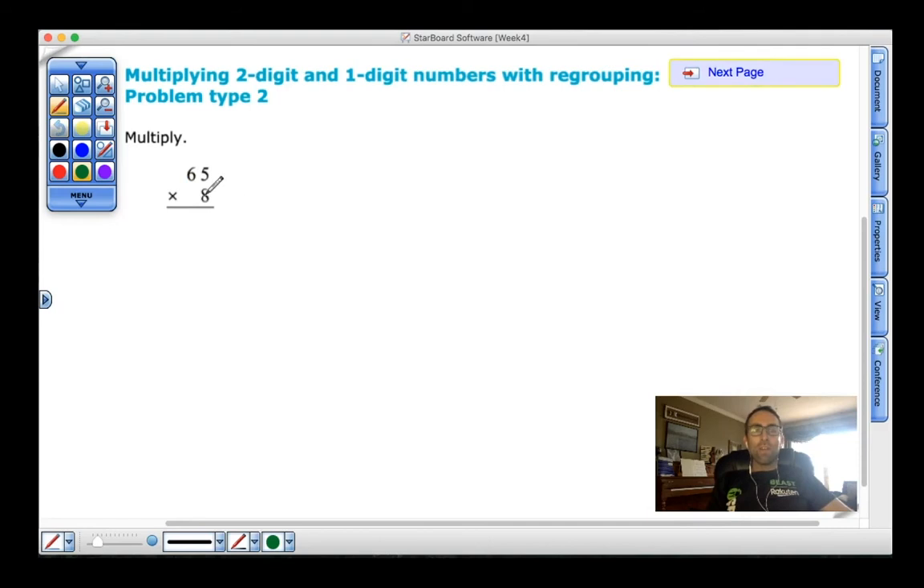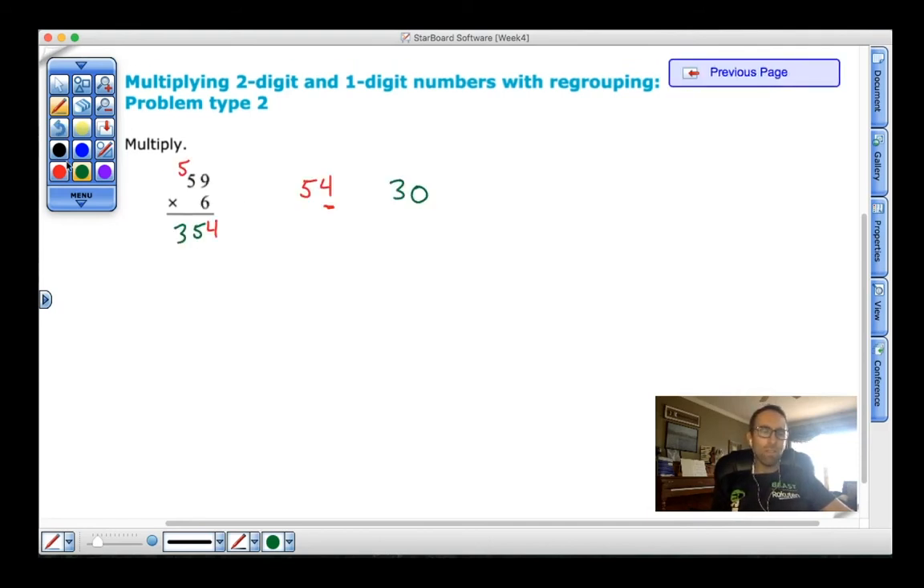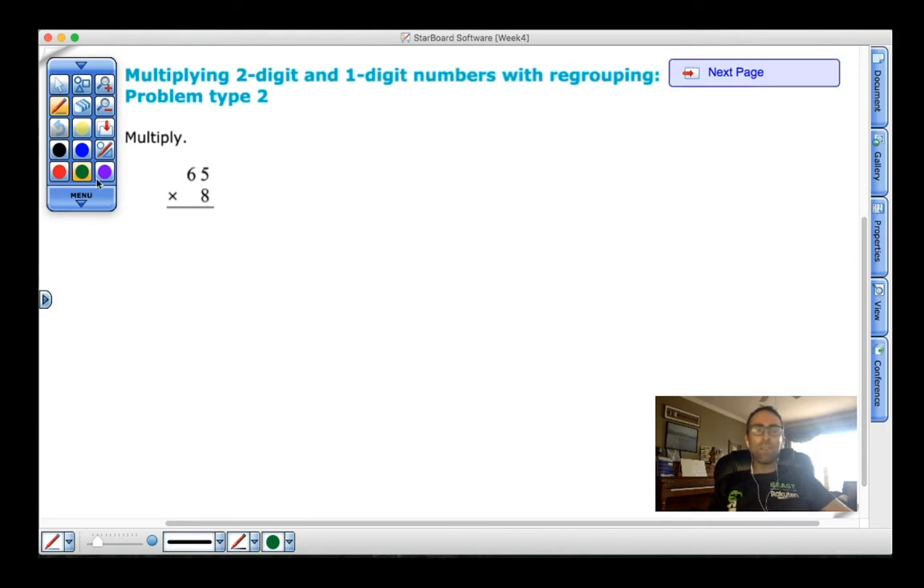So now I have 65 times 8. Did I just have that one? No, 59 times 6. Close enough. 65 times 8. So I'm going to start off with my 5 times 8. 5 times 8, I get an answer of 40. So I'm going to start by taking this 0 and putting it over on the bottom, right underneath the 5 and the 8. The 4 is going to come over to the side.